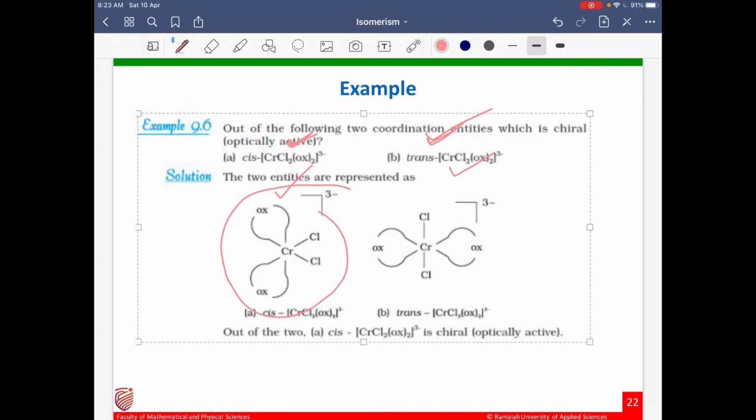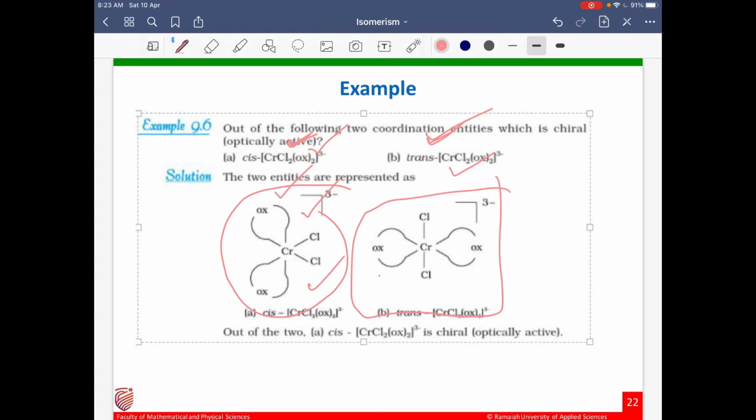So first we have to draw the structure of the first compound, that is cis. We have drawn it, take its mirror image. If that mirror image is not superimposable with this image, then we can say that it has an enantiomer. Then if it has an enantiomer, there is a great chance that it will show optical isomerism, or it will be optically active. At the same time, you take the trans [Cr(Cl)2(ox)2], take its mirror image.